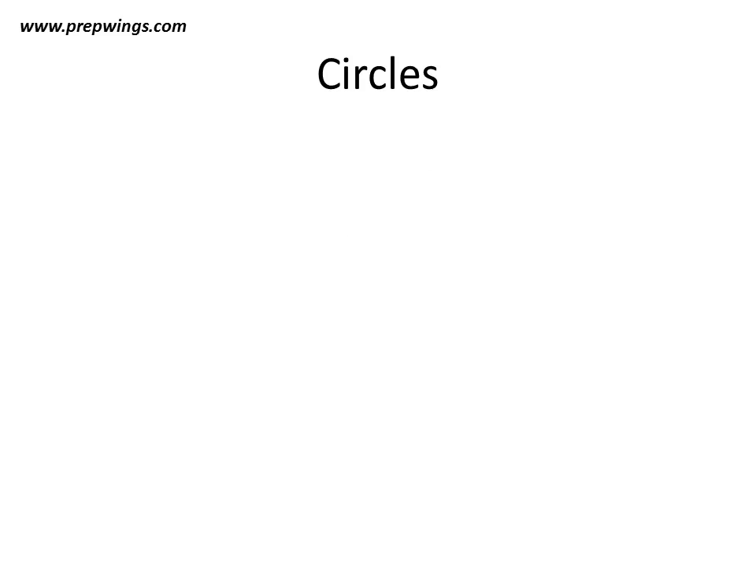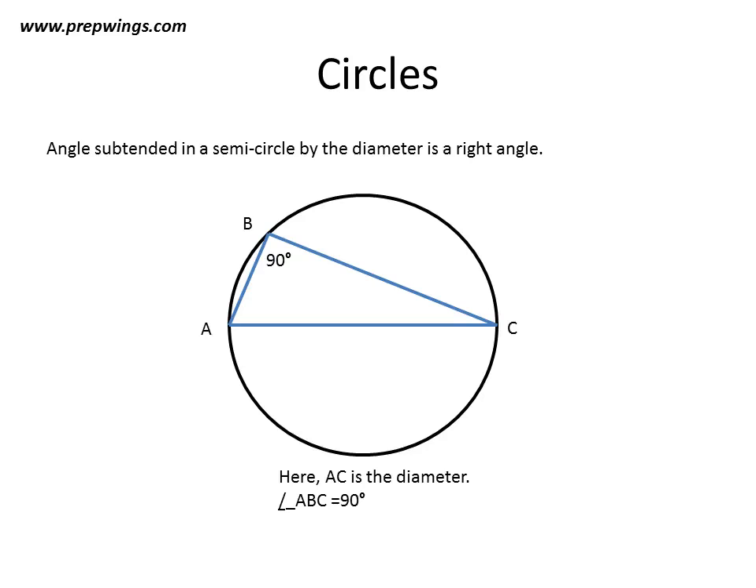Now the last property that we need to do for circles is that the angle subtended in a semicircle by the diameter is a right angle. What it means is, over here AC is the diameter, then the angle subtended by the diameter on any point on the circle will be 90 degrees. So that means angle ABC is always equal to 90 degrees, because AC is the diameter. So this is about the properties of circles.